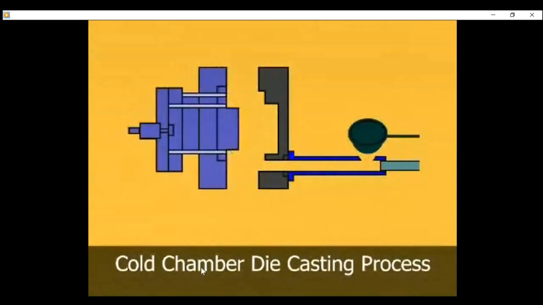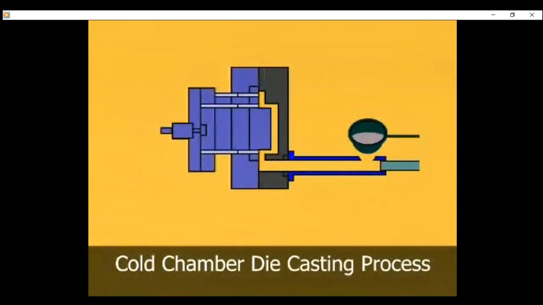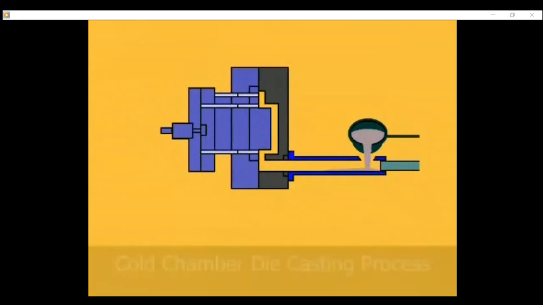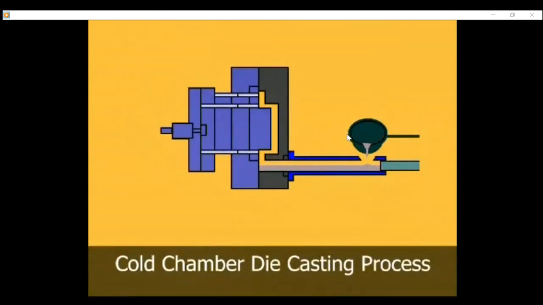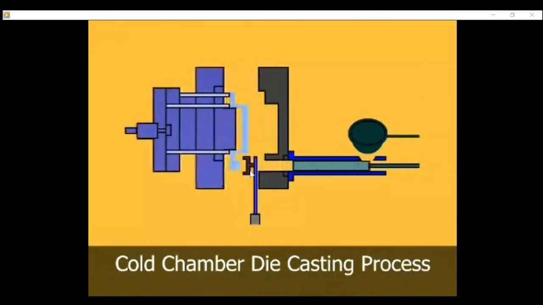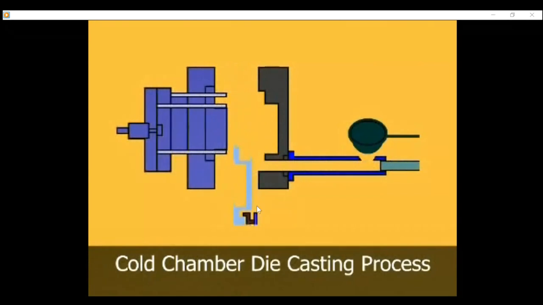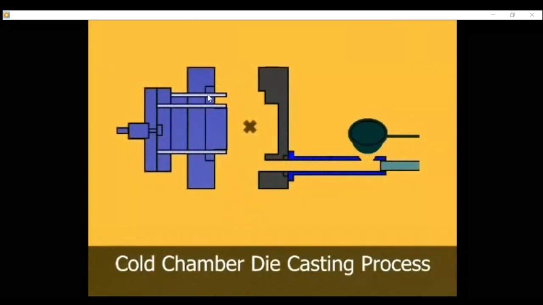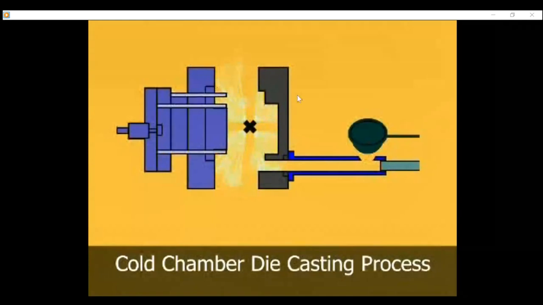Okay, this is a cold chamber. Here, as you can see, it is not immersed. You put the liquid and then you push, and the liquid will fill the cavity. Then you open and take the part out. This is the ejector pin. You oil it.